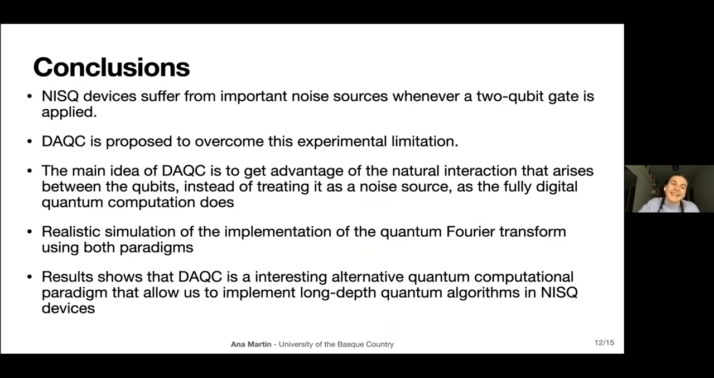So in conclusion, as I have told you, these devices suffer from important noise sources whenever a 2-qubit gate is applied. Although several improvements are being implemented in experimental setups, these improvements are not available in all of these devices. So maybe it's interesting to take this digital-analog approach to overcome the experimental limitations of the devices. The main idea behind this paradigm is to take advantage of the natural interaction that arises between the qubits instead of treating this interaction as a noise source, as the fully digital paradigm does.